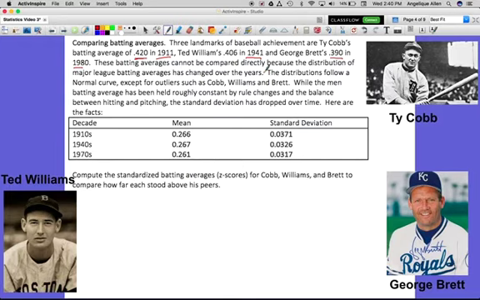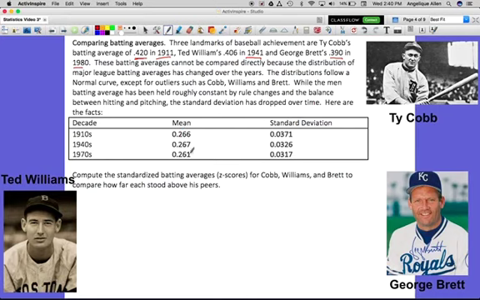So we want an objective way to compare the averages because Ty Cobb did not play against Ted Williams, and so we can't compare them directly. We have to compare them against the people they played against. And so that's why we get the mean and the standard deviation of the batting averages of the entire Major League Baseball organization for these years. Okay, so let's keep going. The distributions follow a normal curve except for outliers such as Cobb, Williams, and Brett. While the mean batting average has been held roughly constant by rule changes and the balance between hitting and pitching, the standard deviation has dropped over time.